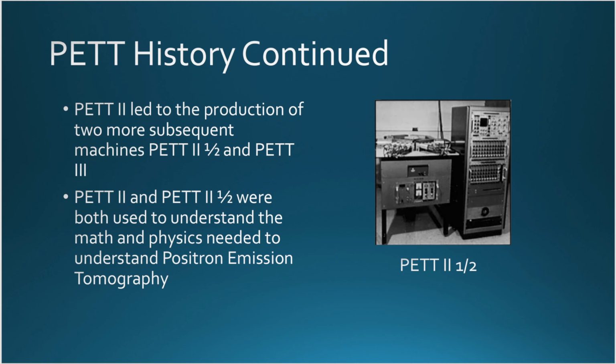As we continue with the history of the PET machines, we can see that PET-2 led to the production of two more subsequent machines, PET-2.5 and PET-3. PET-2 and PET-2.5 were both used to understand the math and physics needed to understand positron emission tomography. PET-2.5, we can see to the right, is more for the computer side and trying to learn how they can monitor and reconstruct the images in a more effective way.